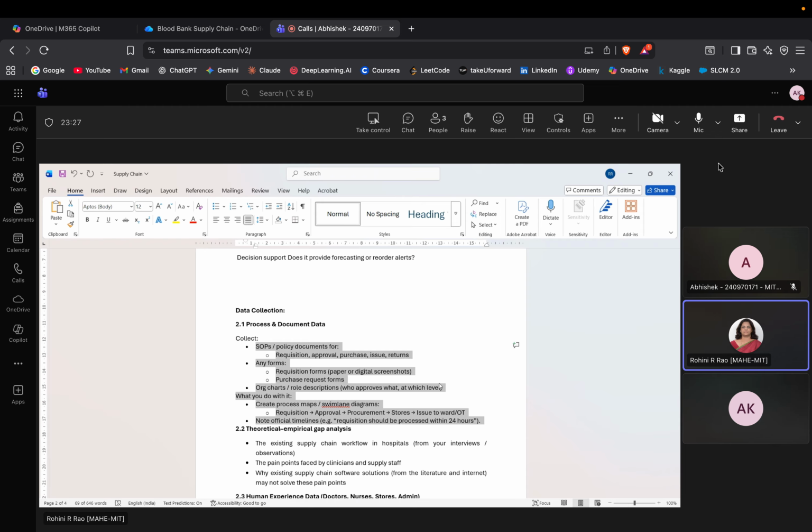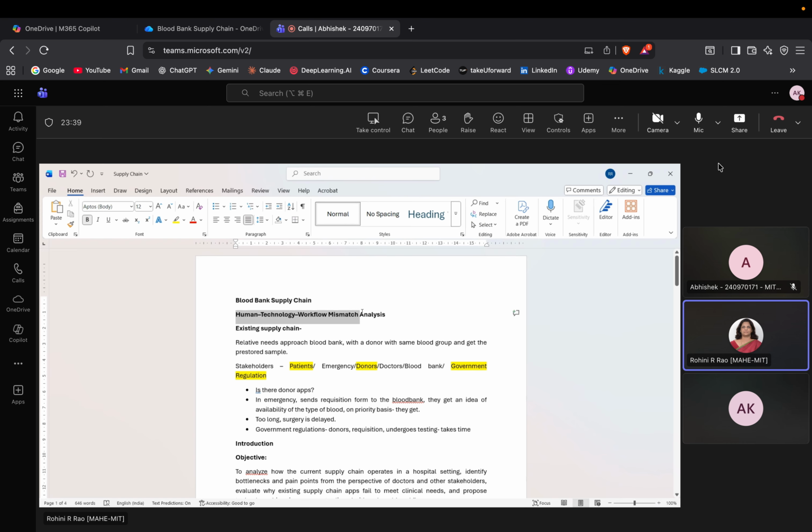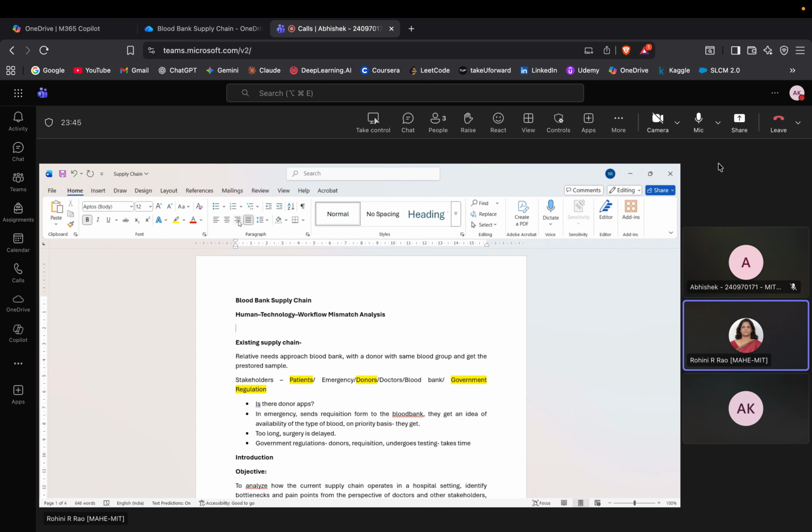So what we'll do is I'll put it in steps so that it won't confuse you too much. As a first step, you understand this human-technology workflow mismatch analysis. Find out what it is in terms of health technology assessment. When we write the paper, there will be a format for reporting it. Like if you're doing a review paper, you use PRISMA, right? Like that, there will be a format for reporting this particular analysis, so find out what that is.